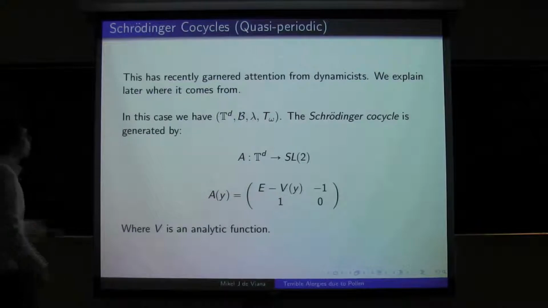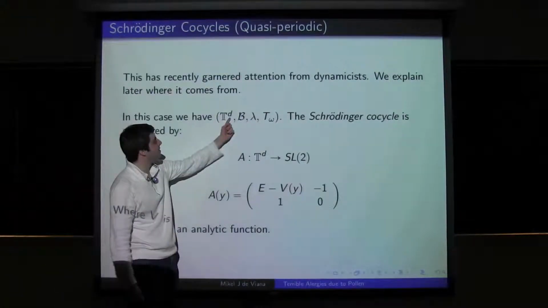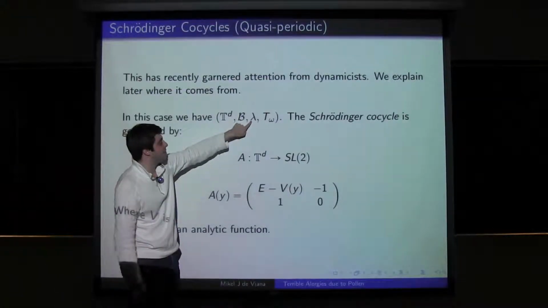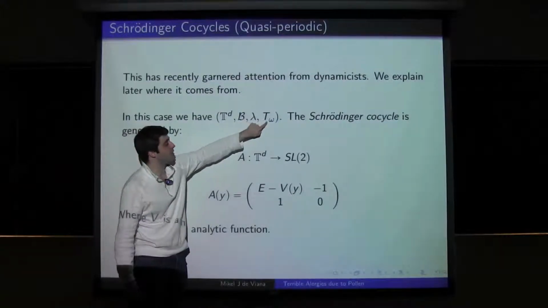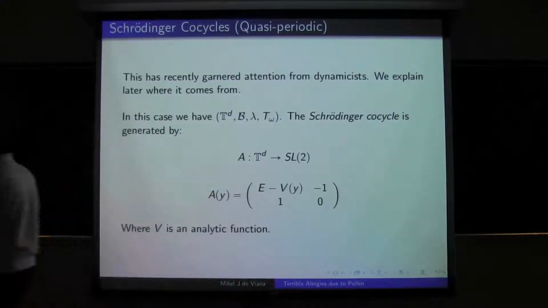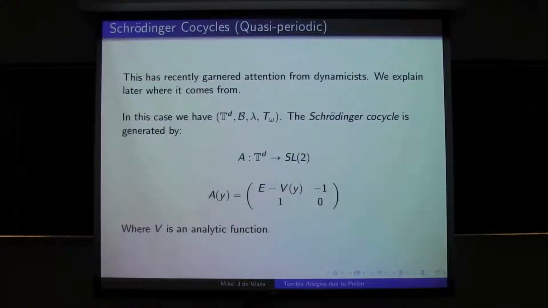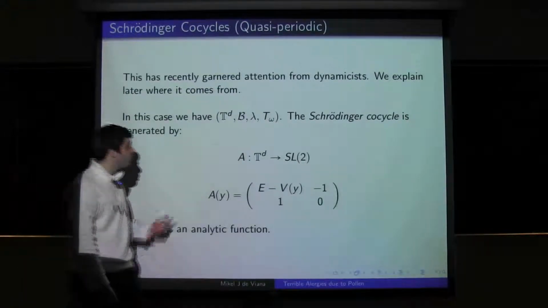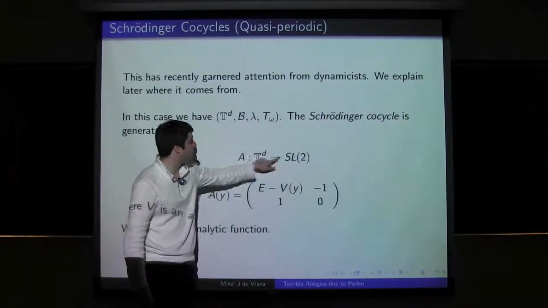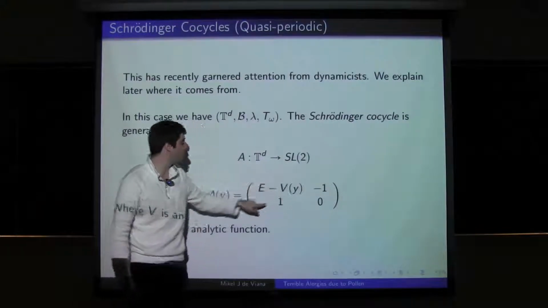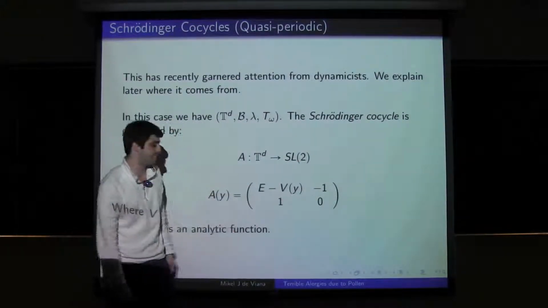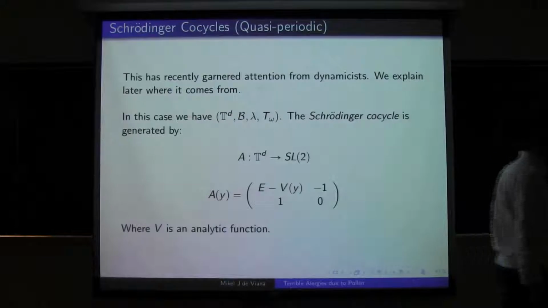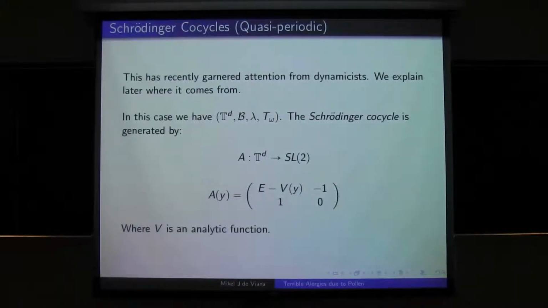And so on. So in the Schrödinger cocycle, you have T^d, you have the Lebesgue measure, and you have a translation in the torus. So the translation of the torus is something like this, you are translating yourself in this. And the Schrödinger cocycle is a map from T^d to the special linear group in 2 dimensions that is like this. And let me explain why it is like that, if I have some time.